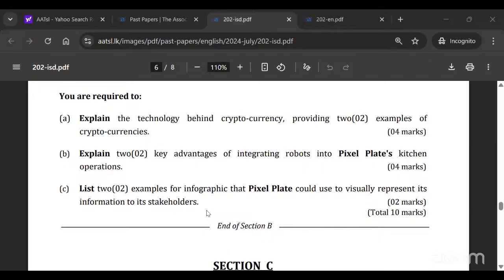List two examples of infographics Pixel Plate could use to visually represent this information. Infographics we can present in tables, flow diagrams, conceptual maps, histograms, graphs, maps, topographic maps, right? There are different types, we have given in this study pack.